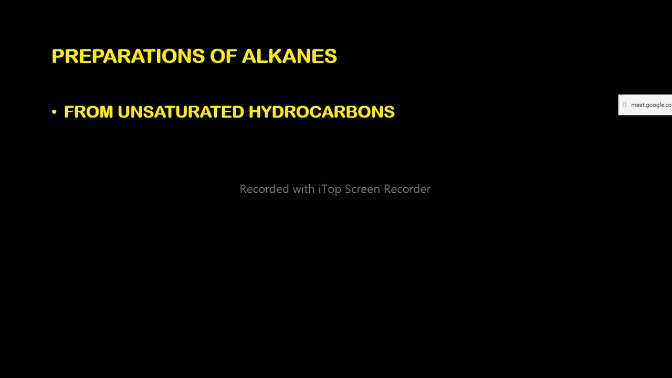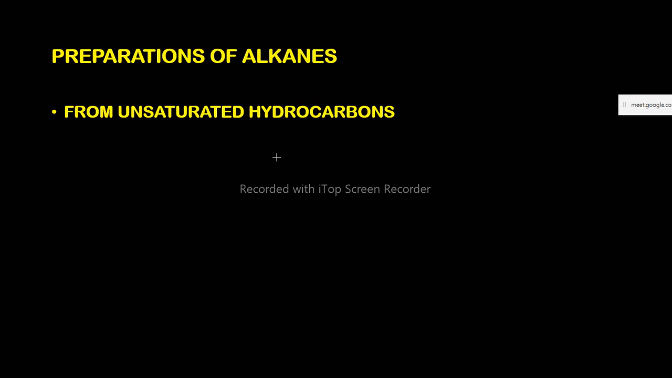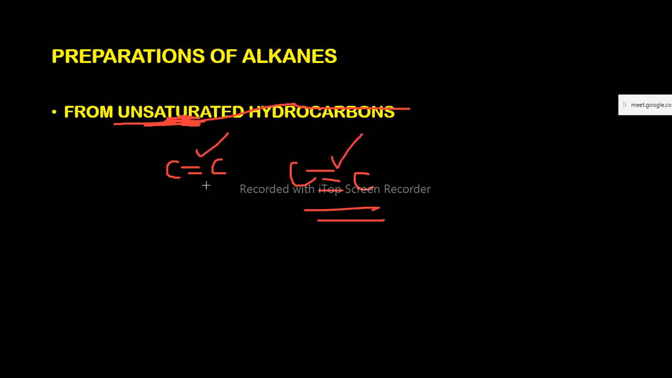So let's see how alkanes are prepared in a laboratory. It is just simple. We can prepare them from unsaturated hydrocarbons. We said unsaturated compounds are hydrocarbons with a double or triple bond within their carbon skeleton. If you have a double bond or a triple bond within your carbon skeleton, then you are referred to as an unsaturated organic compound. And so we can prepare these alkanes from unsaturated organic compounds by hydrogenation.